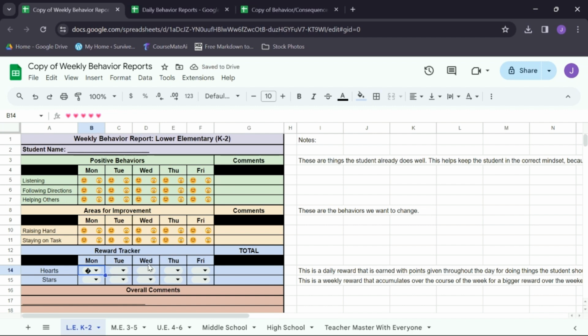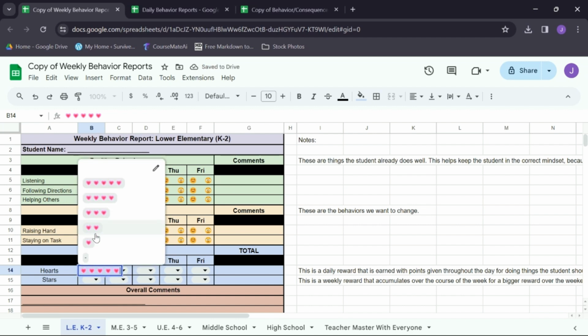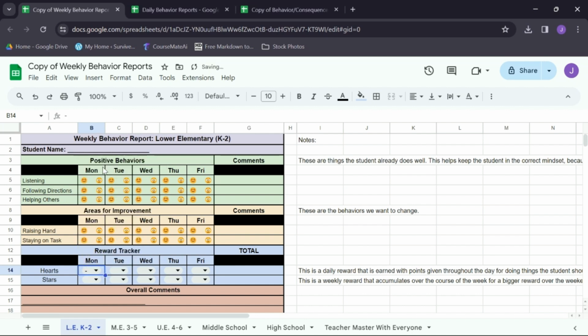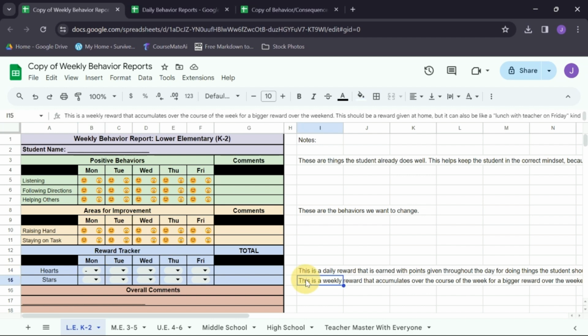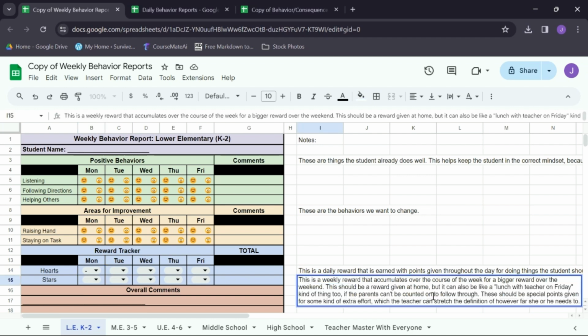Now, of course, in the lower elementary, you're just going to kind of give them a rating. You'll see in the upper, the middle and the high school, it's actually going to be something that you're going to calculate. But here we have the smiley faces, the sad faces, then the hearts are the daily reward, and then stars are going to be a little different. This is a weekly award that accumulates over the course of the week. This is for a bigger reward that they're going to get on the weekend.